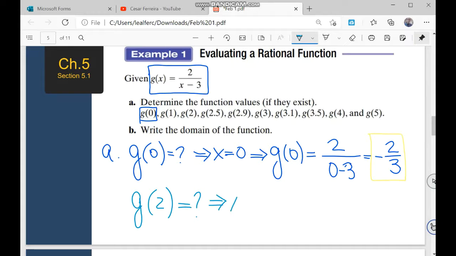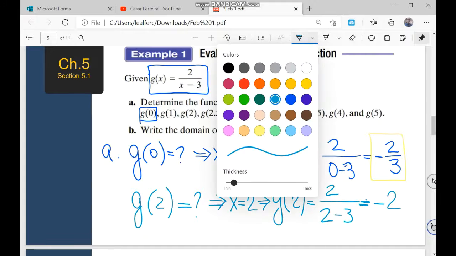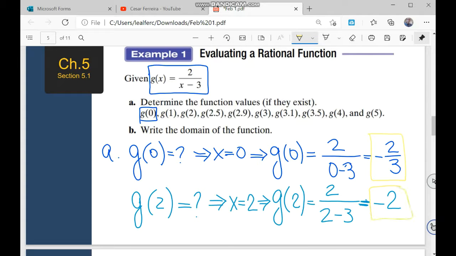You have to make x equals 2. Then plug x equals 2 into the function: 2 over 2 minus 3. 2 minus 3 is negative 1. 2 divided by negative 1 is negative 2. Negative 2 is going to be the answer. So g of 2 equals negative 2. Right? Pretty simple. Just plug into the function and find the result.